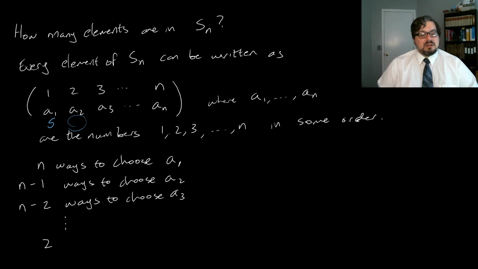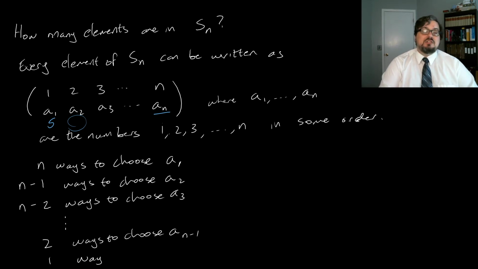And continuing down here, there are going to be 2 ways to choose a_{n-1}, and then once we get to the last number, the a_n at the end, there's only going to be one option left. We'll have already chosen n-1 of the numbers from 1 to n, and so there'll only be one left. There will only be one choice for a_n, so there'll be one way to choose a_n. So to find the total number of ways to make all of these choices, we multiply all the different options we have at every point together.